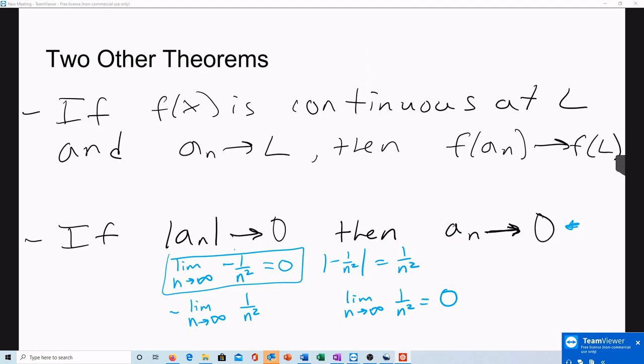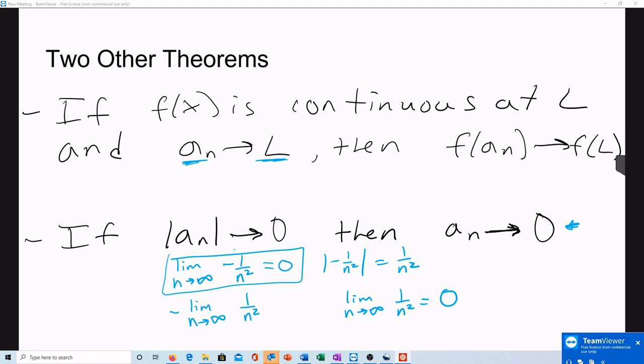If f of x is continuous at L and a sub n goes to L, then f of a sub n goes to f of L. So let's think a little bit about this. So I have some sequence, a sub n, and it goes to L. Then I know then that when I apply a function to my sequence, I know what will happen there.